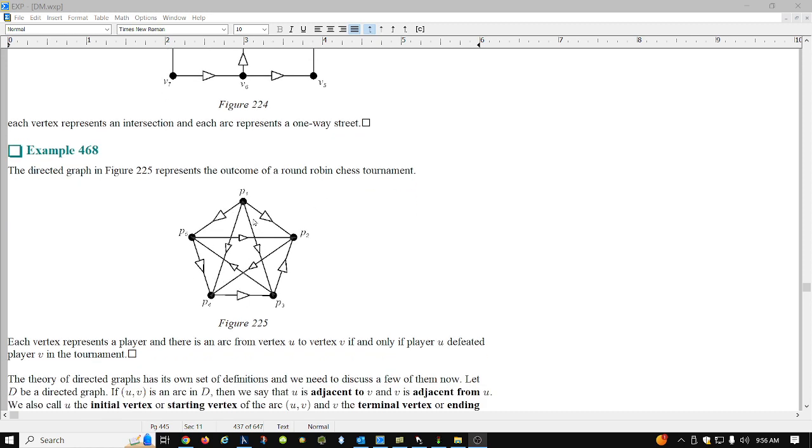This guy's not strongly connected. There's no way to get from, say, P2 to P1. You can't even get into P1. If you don't start at P1, you'll never reach P1 because all of the arcs touching P1 are leaving P1. So the in degree of P1 is 0.